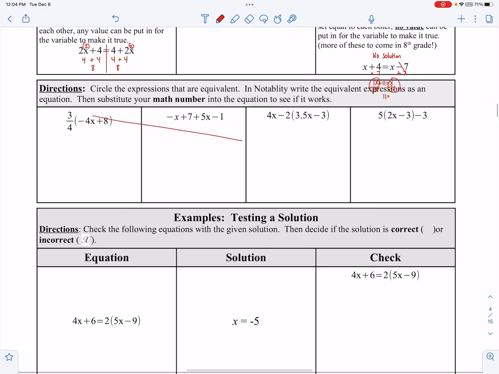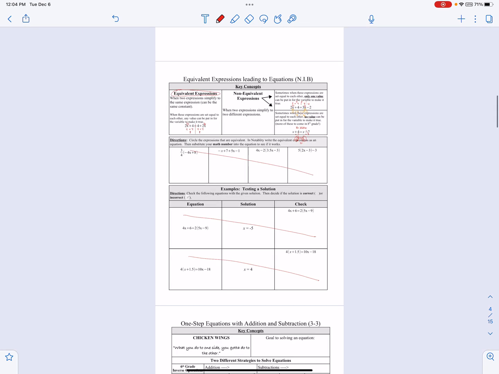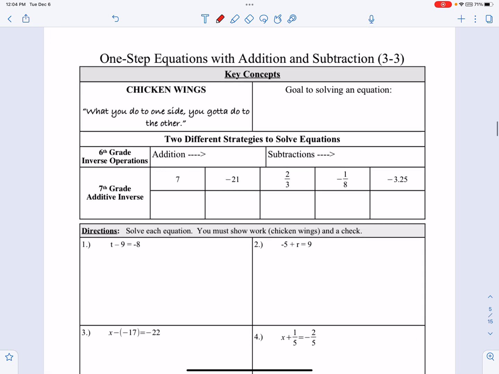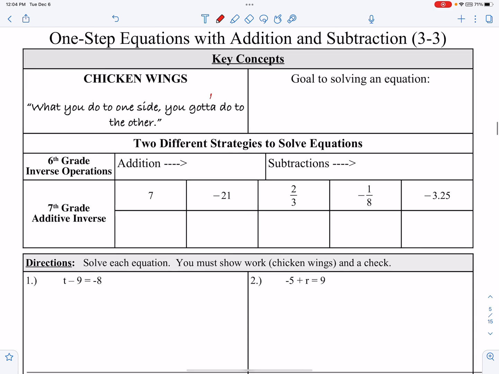We're going to go ahead and cross these out and move on, only because we're going to be doing a lot of checks as we continue. So let's jump right to our one-step equations with addition and subtraction. Now I want you to picture a little chicken, and that chicken only has one wing. You can imagine I can't really draw a chicken that great. You can imagine if that chicken tried to fly, it would fall over in one direction. So we really do need to have two wings. Whatever you do to one side has to happen on the other to make it balanced.